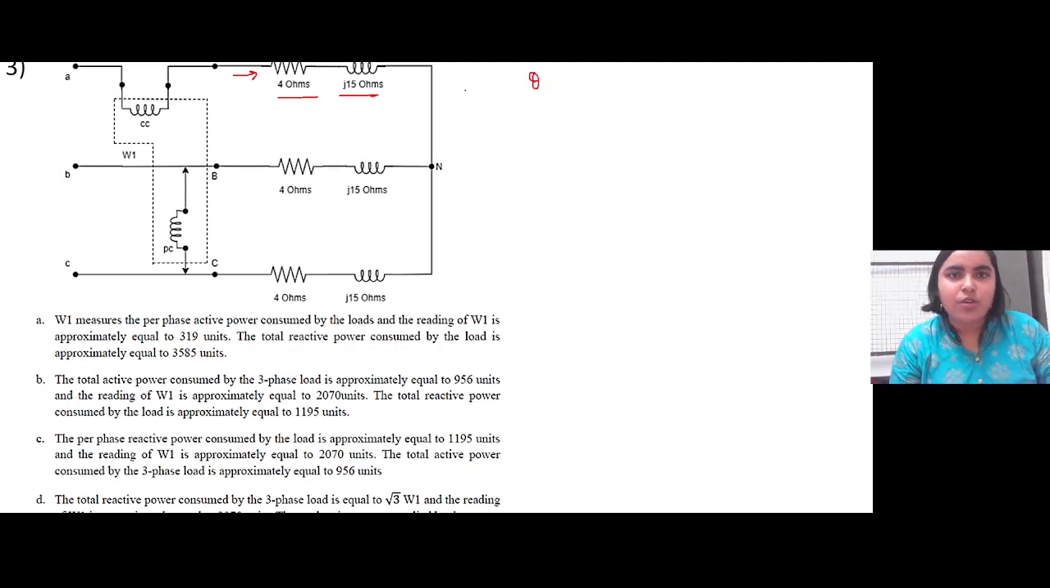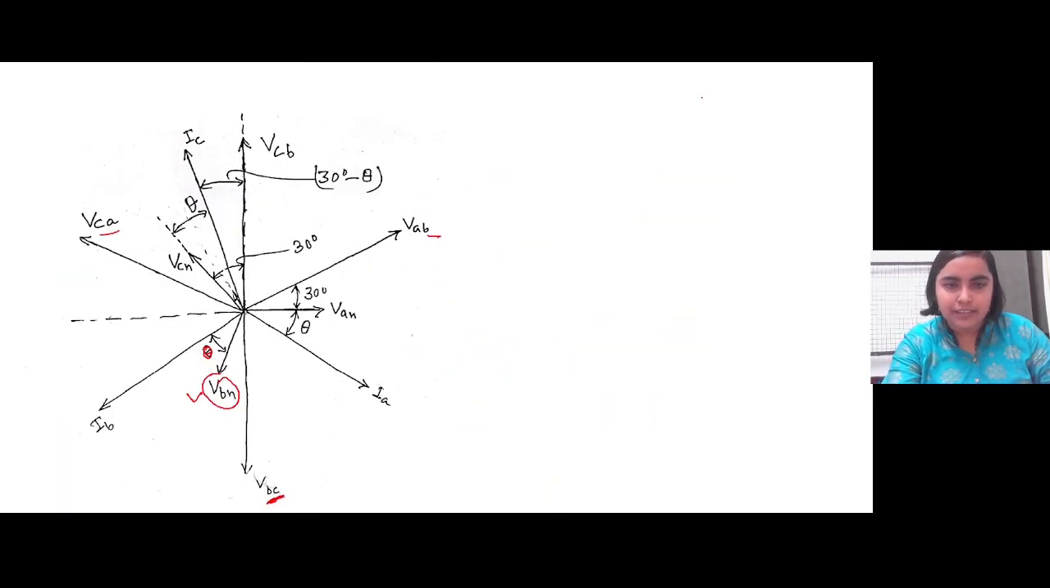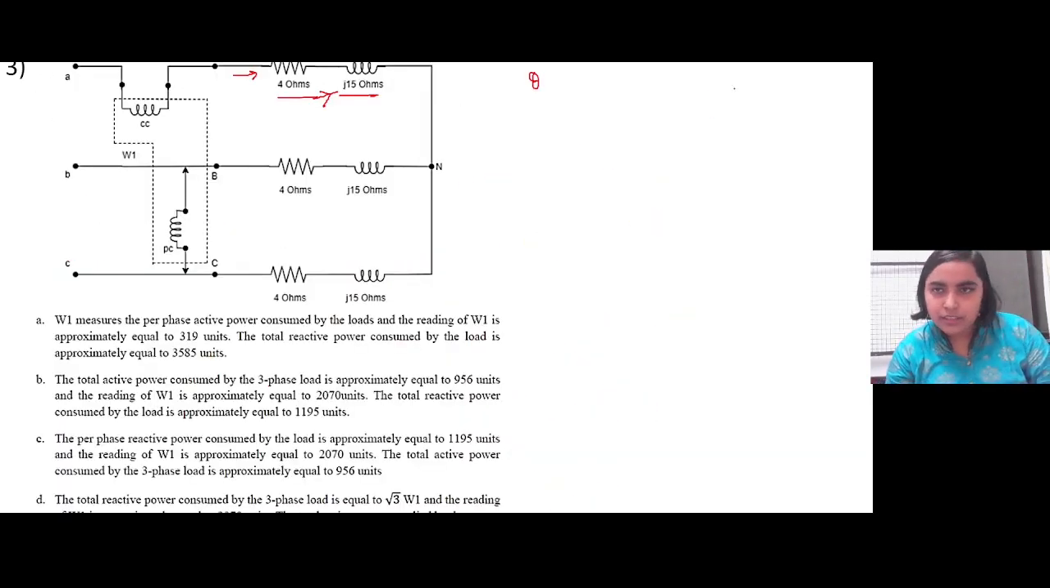So in this phase, the angle theta, like in the phasor diagram, I'll redraw it maybe. These three phase voltages are 120 degrees apart, right? So let us start naming them. Let this be the phase voltage VAN, this is VBN, VCN, right?